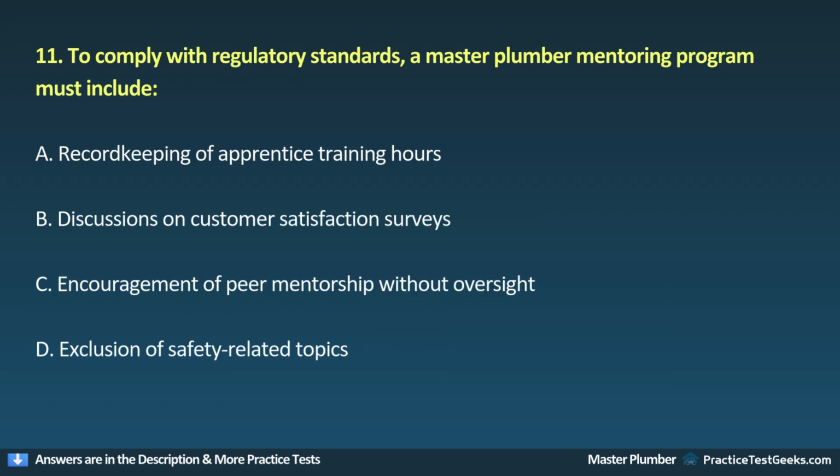11. To comply with regulatory standards, a master plumber mentoring program must include: A. Record keeping of apprentice training hours. B. Discussions on customer satisfaction surveys. C. Encouragement of peer mentorship without oversight. D. Exclusion of safety-related topics.